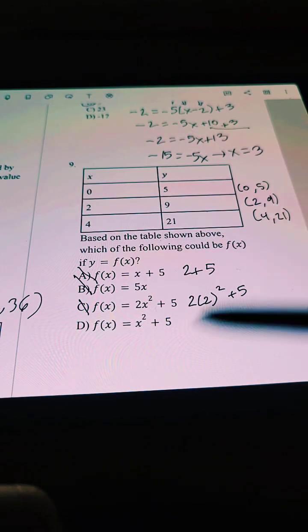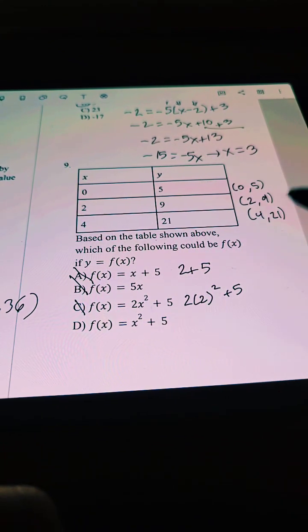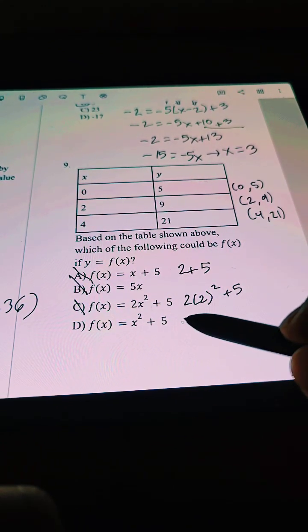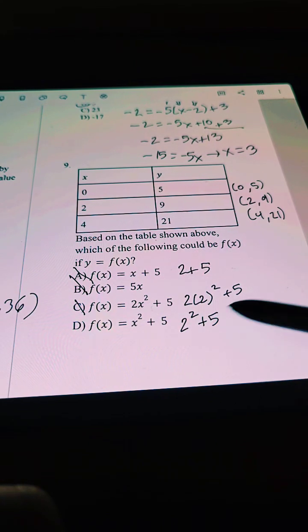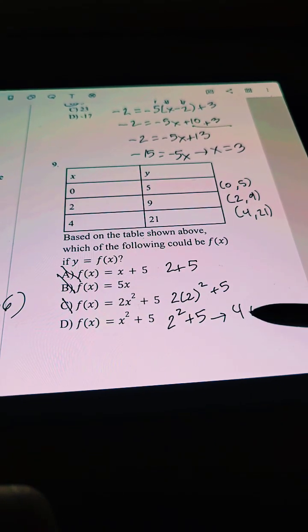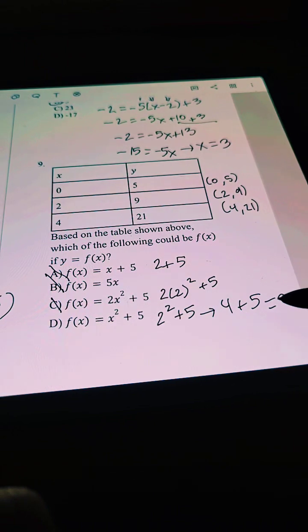So then we would do the same thing with D, plug in 2 for x, see if you get 9 for f of x. So that'd be 2 squared plus 5. And then that would be 4 plus 5. And that does equal 9, so it works.